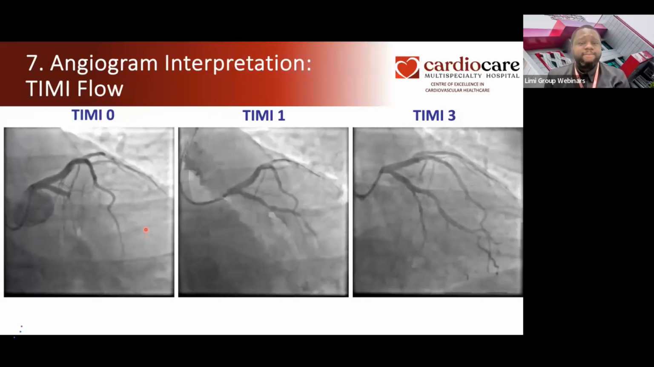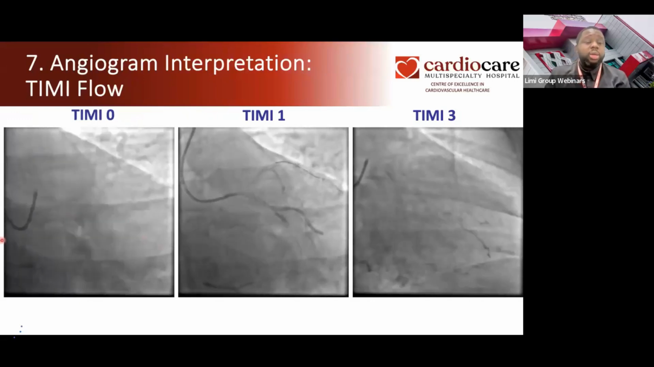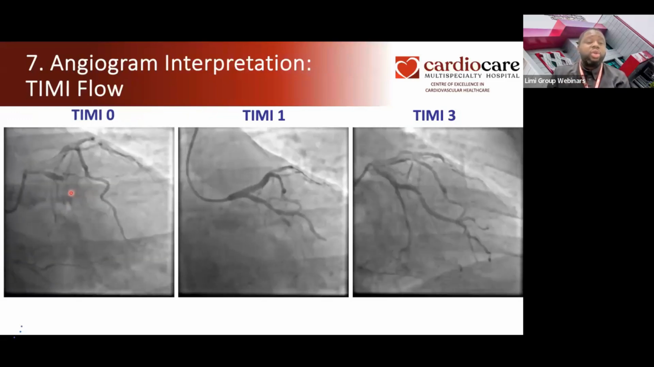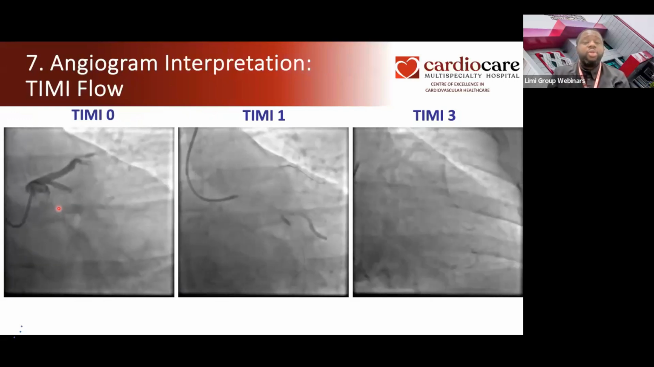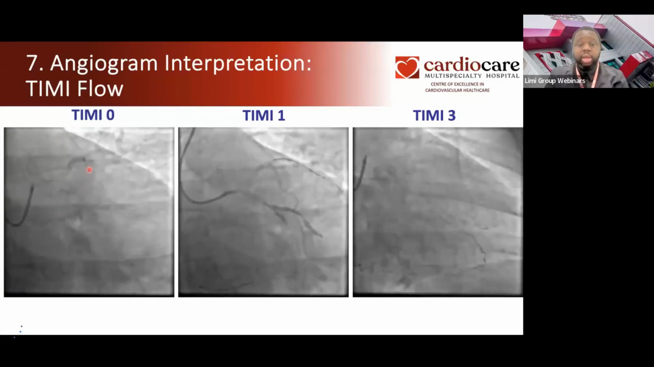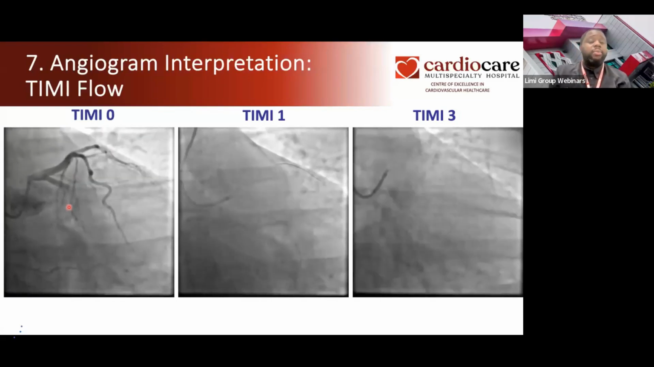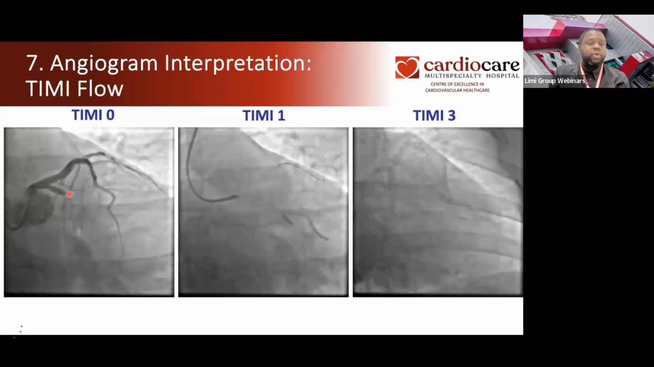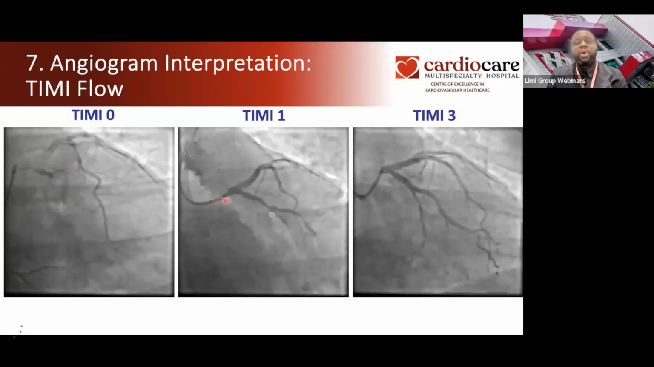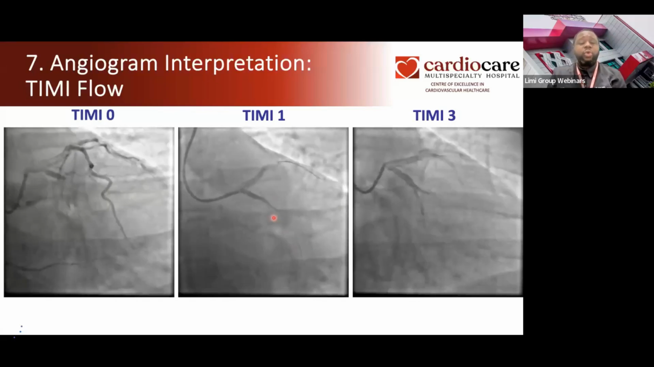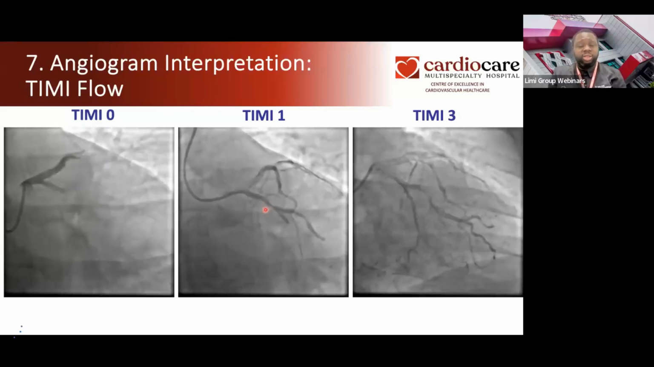So if you look at this one now, you can see that there is TIMI 0 flow here. Total occlusion of this vessel. This is quite a common thing that you see. This is left circumflex, I think. Yeah, looks like circumflex. Total occlusion there. So TIMI 0 flow. Then pass the wire through, maybe some ballooning has been done, you have TIMI 1 flow. This was where the occlusion is.